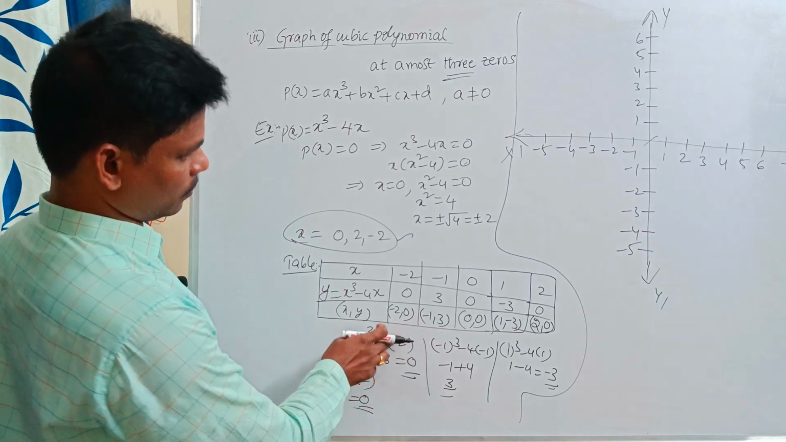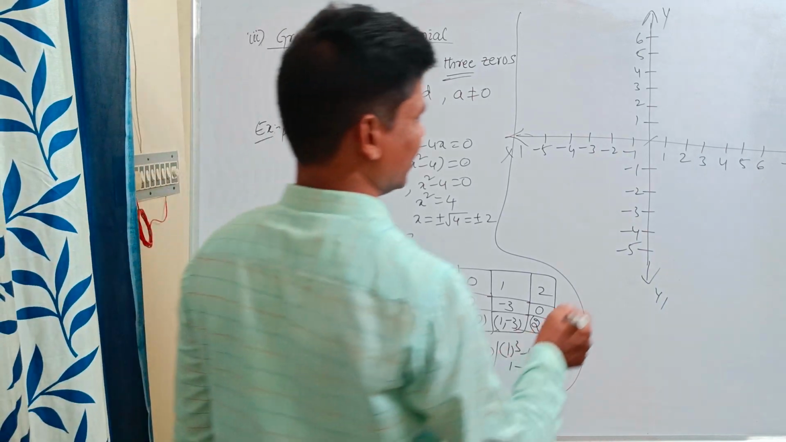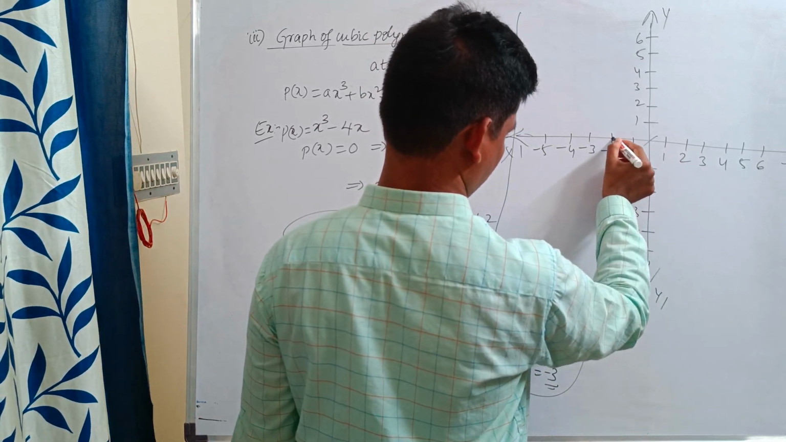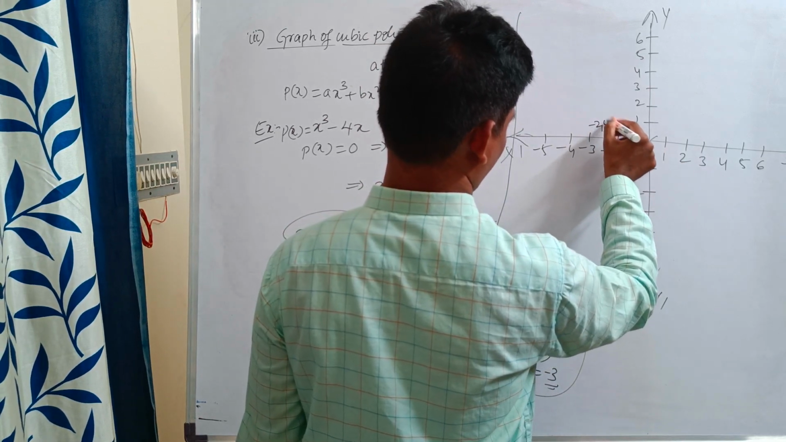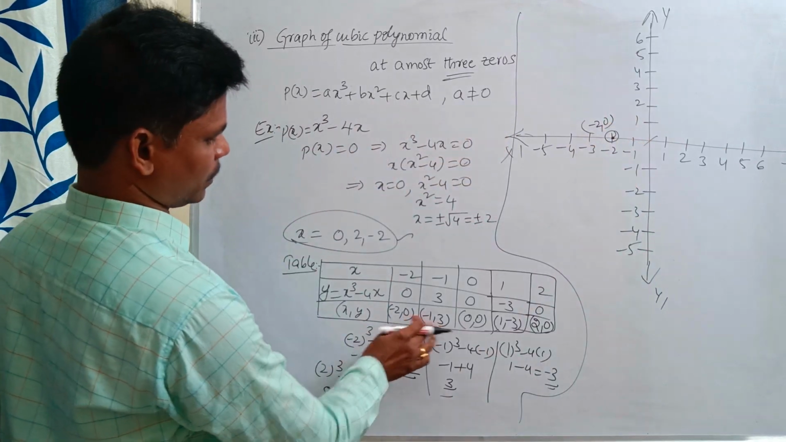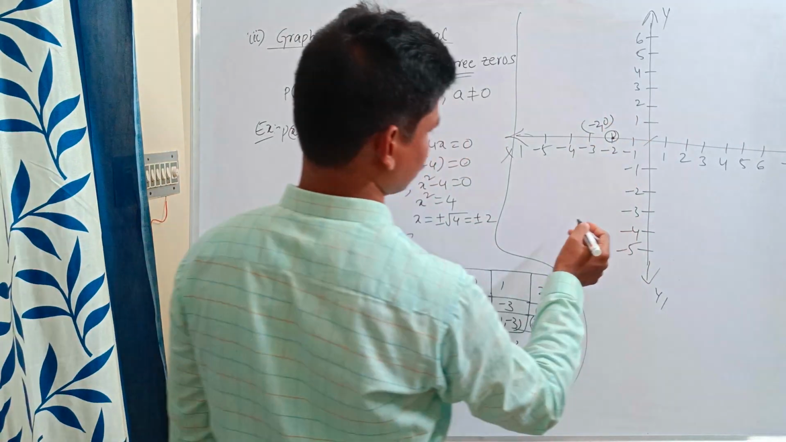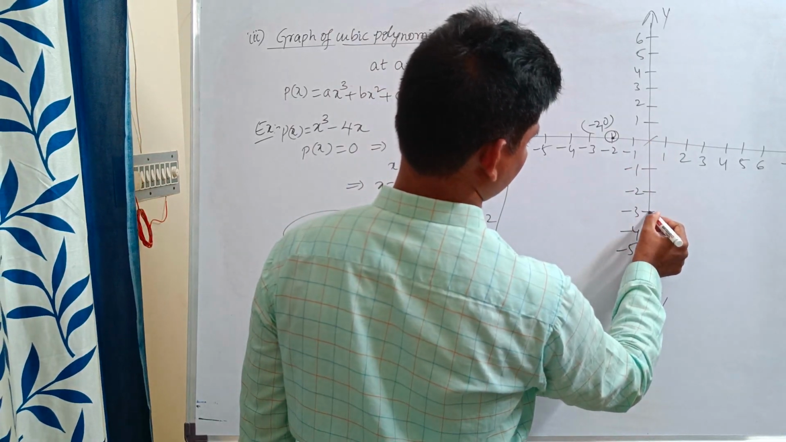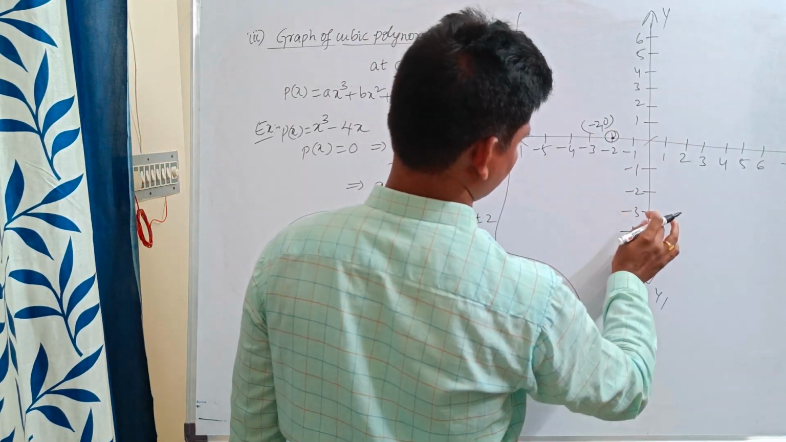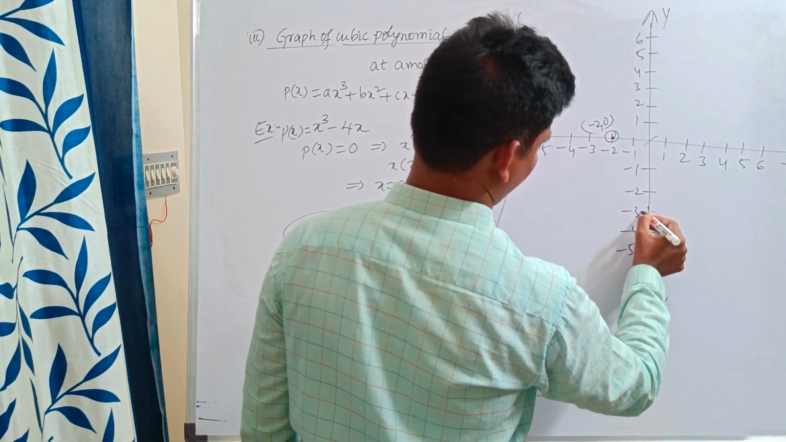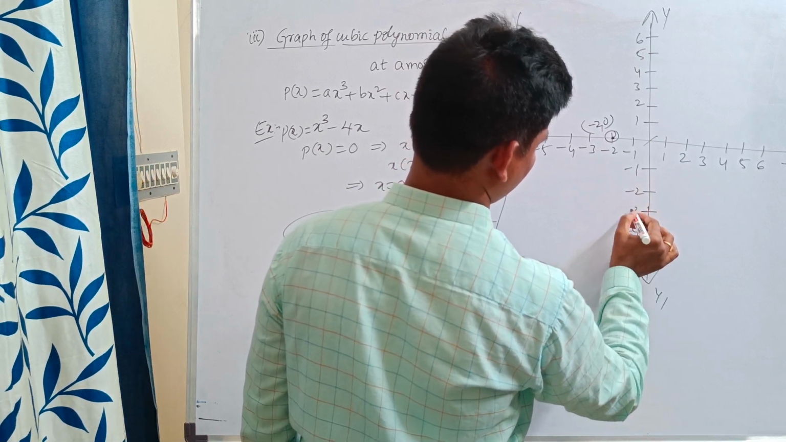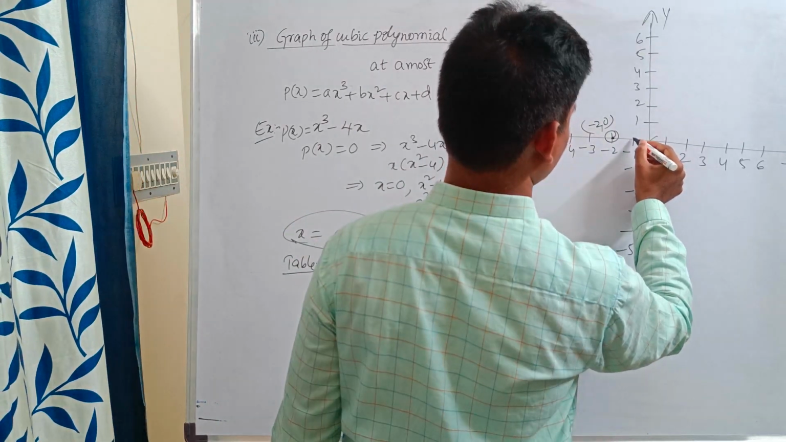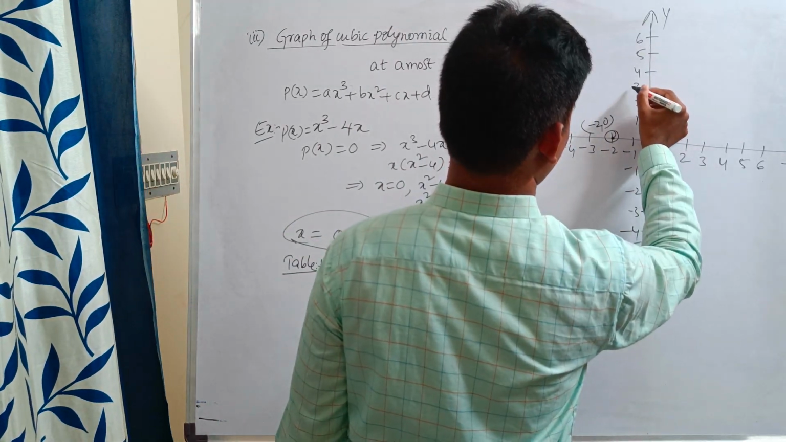So here we plot these points. Minus 2 comma 0: on the x-axis, minus 2 units, 0. This is the point minus 2 comma 0. Next, minus 1 comma 3. So this is minus 1 comma 3.